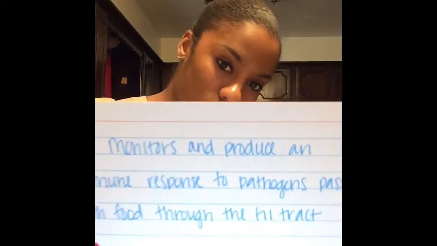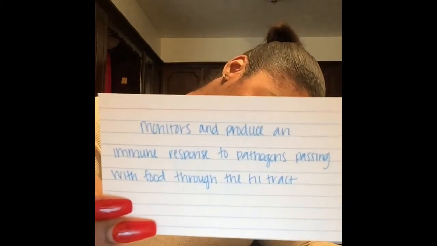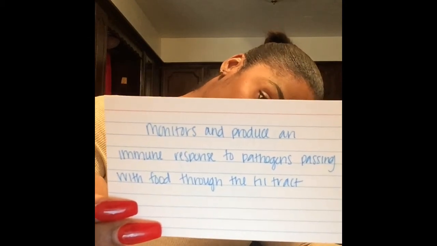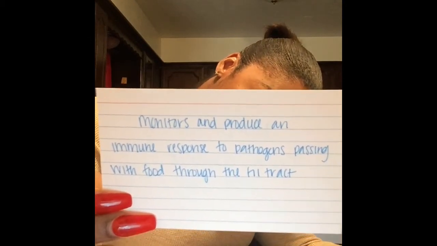Causes local folding of the mucosal layer to increase surface area for digestion and absorption. Muscularis mucosa. Monitors and produces an immune response to pathogens passing with food through the GI tract. Mucosa-associated lymph tissues. MALT.